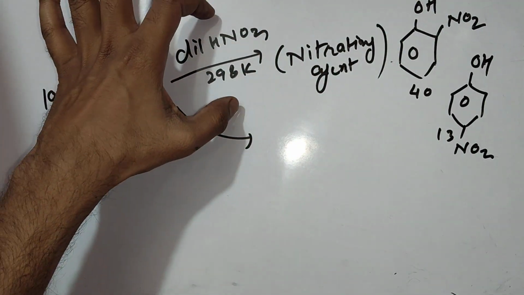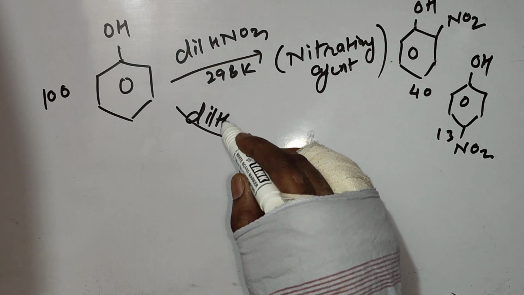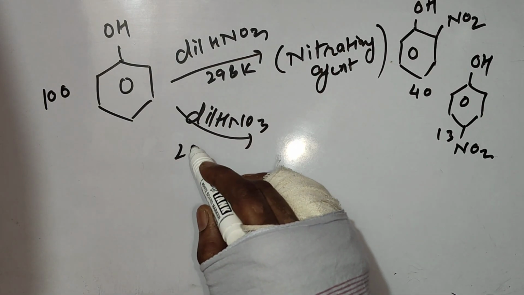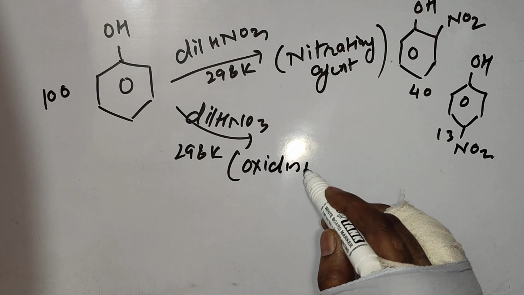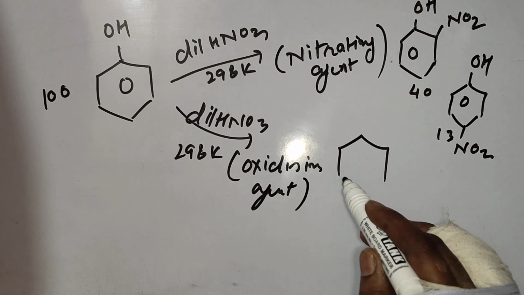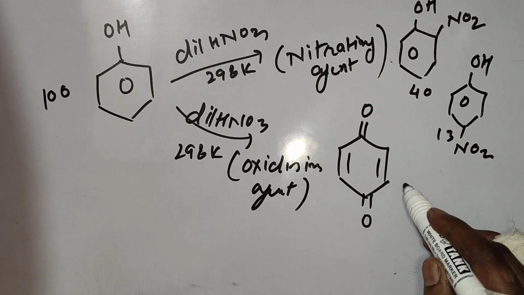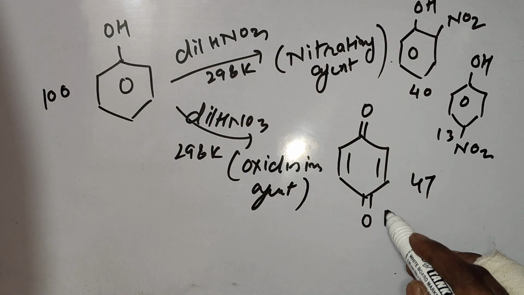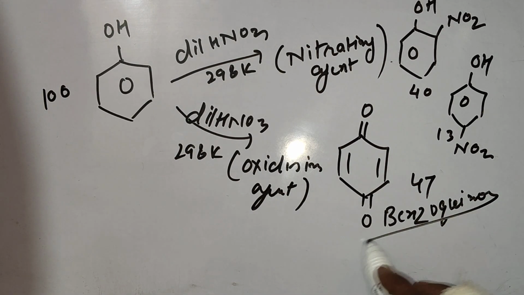But we know in this dilute nitric acid one more reaction is happening in which dilute nitric acid is working as an oxidizing agent, due to which we are getting 47 particles of benzoquinone, whose mechanism we have already discussed completely.